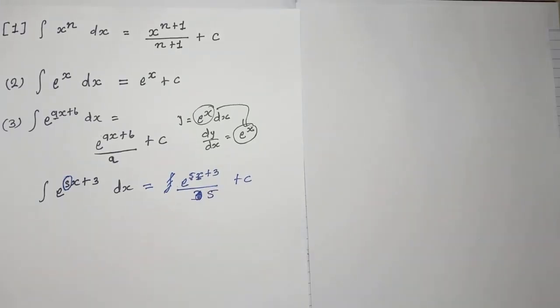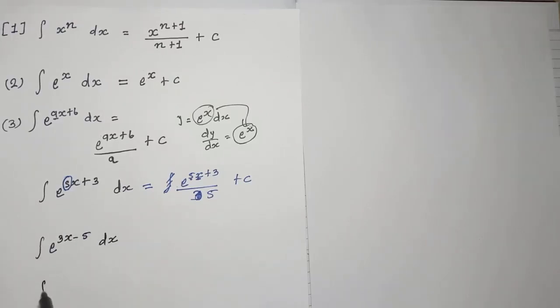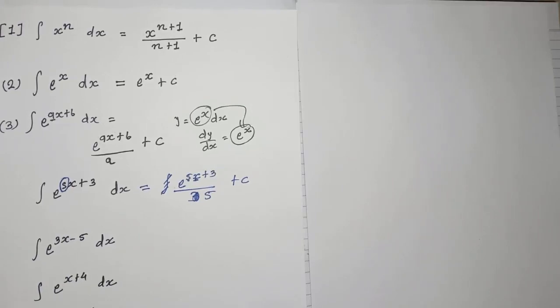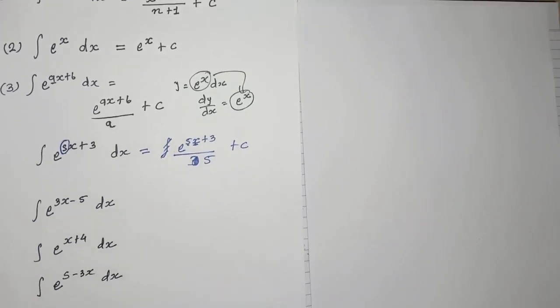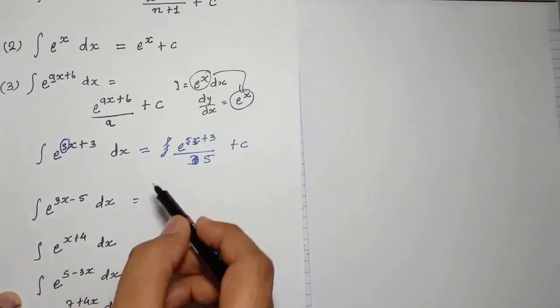Let's take one more example. Suppose e raised to 3x minus 5, e raised to x plus 4, e raised to 5 minus 3x, then e raised to 7 plus 4x. Let's solve all of these here. What will be the answer? I told you it will be as it is.